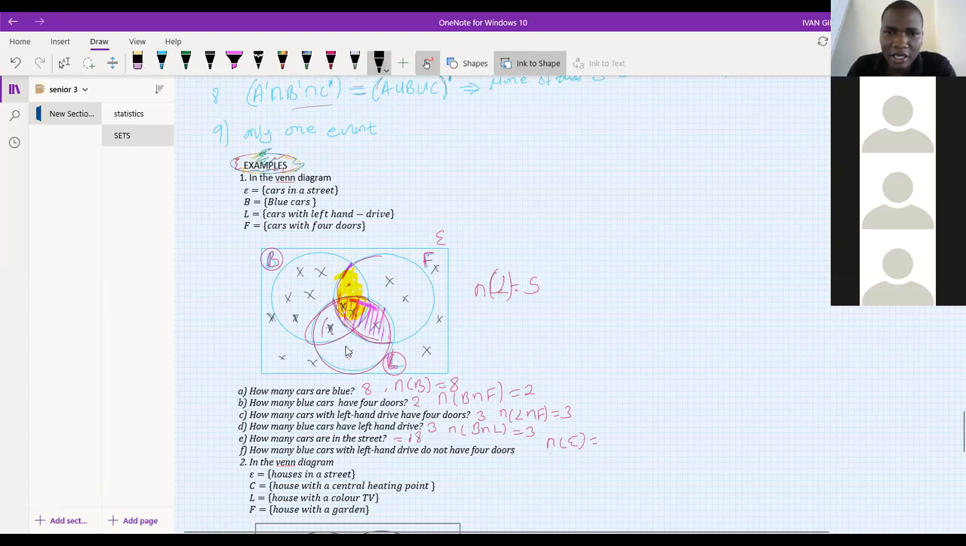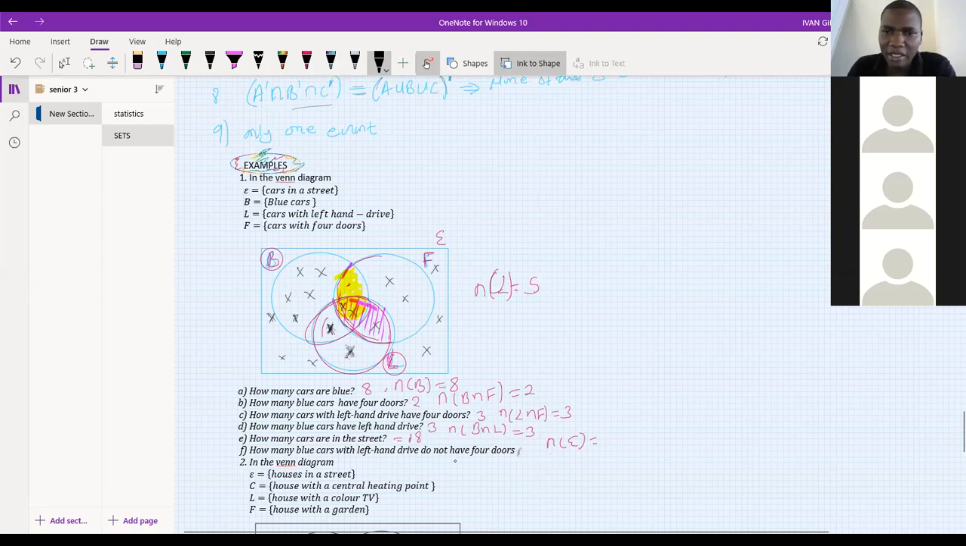This X you're seeing here, this one has left-hand drive, that is correct. It doesn't have 4 doors, that is correct. It meets the last 2 conditions, but it's not blue. Then this one here has a left-hand drive, yes. It doesn't have 4 doors, yes. And it is also blue, so it meets all the 3 conditions. That's why we take 1. That's a good observation, Ezra. That's what we have here.